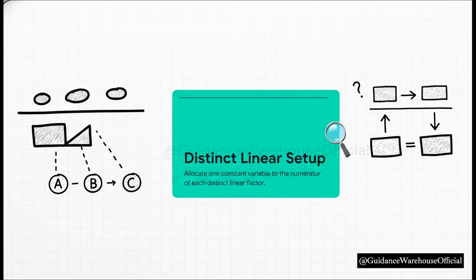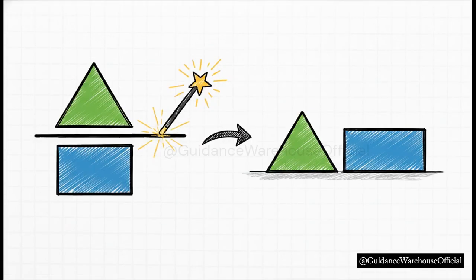When your denominator factors into distinct, separate linear pieces, you just allocate exactly one constant variable, like A, B, or C, to the top of each individual factor. Notice how the denominator literally dictates the shape of our answer. The structure is already solved for us, we just need to figure out what those numbers on top are. Let's make this super clear with an example.